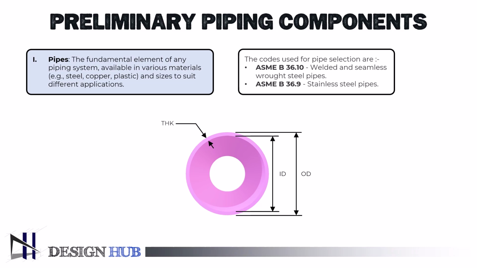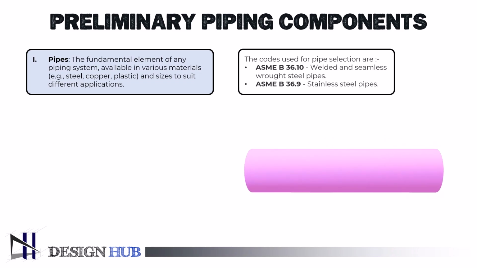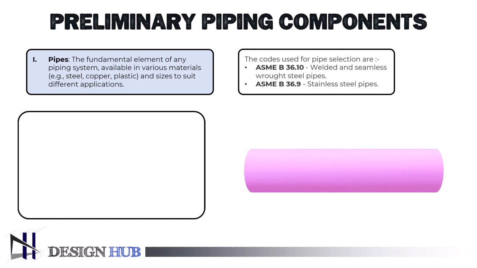Pipe system components used are: 1. Pipe. 2. Pipe fittings. 3. Flanges. 4. Gaskets. 5. Bolting. 6. Valves. 7. Specialties. One by one we will learn all about the process piping components. Once again, let's see what is a pipe, the fundamental element of any piping system, available in various materials, for example, steel, copper, plastic, and sizes to suit different applications.